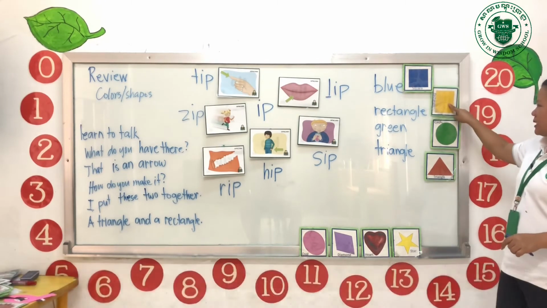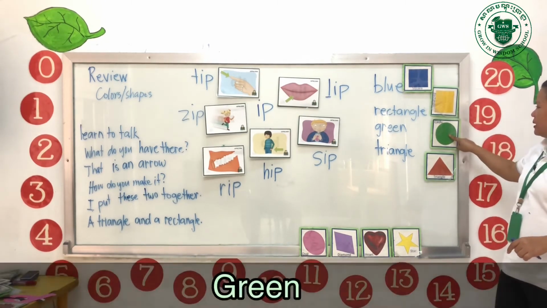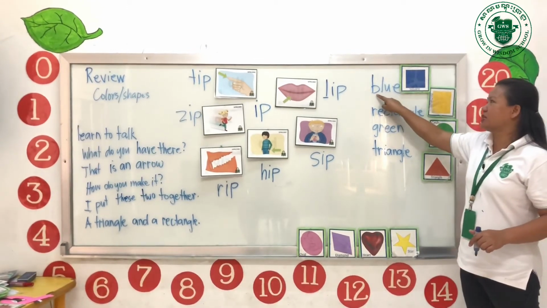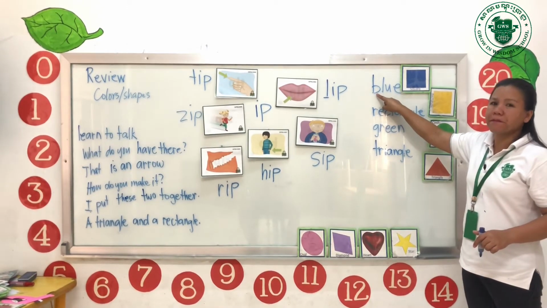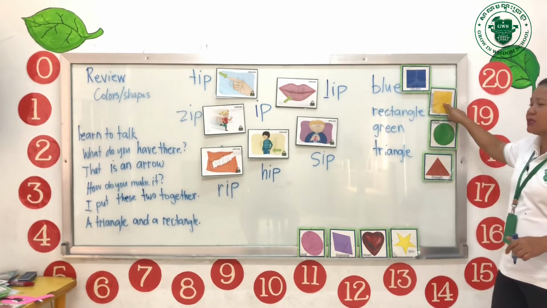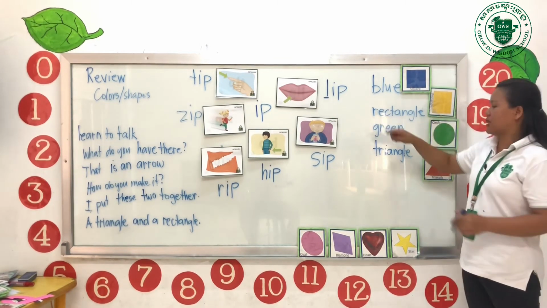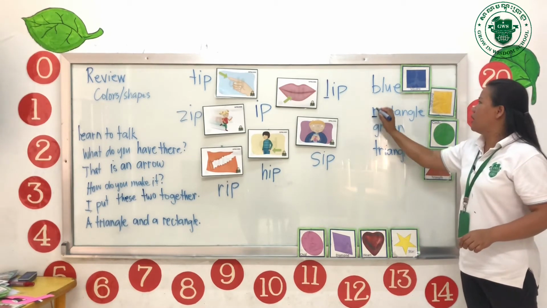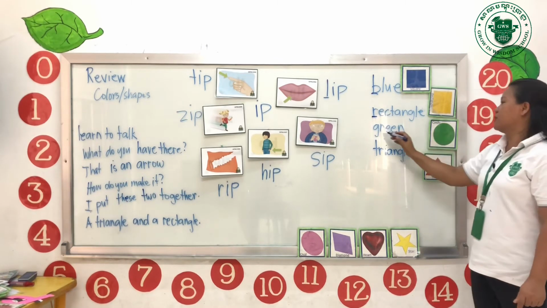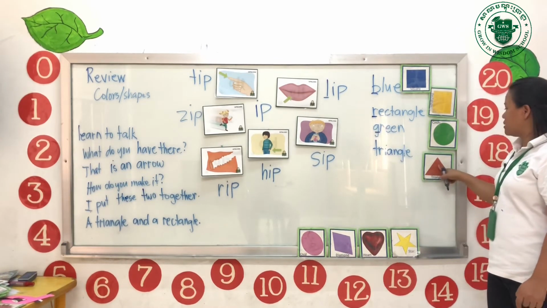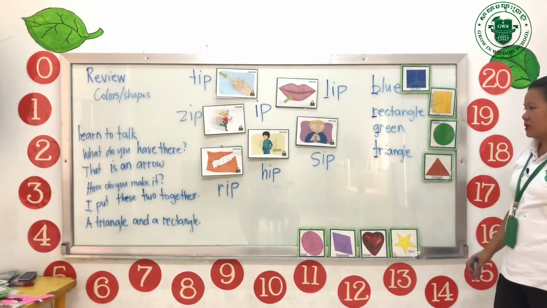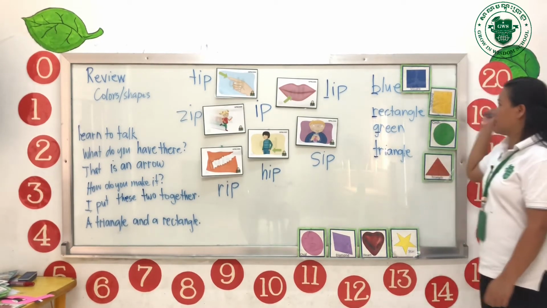Blue, rectangle, green, triangle. Blue starts with the sound of letter B. And rectangle begins with the sound of letter R. And green begins with the sound of letter G. And triangle begins with the sound of letter T. Triangle. Okay, let us repeat again.